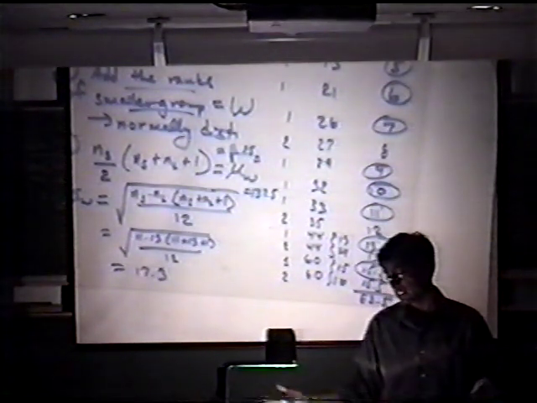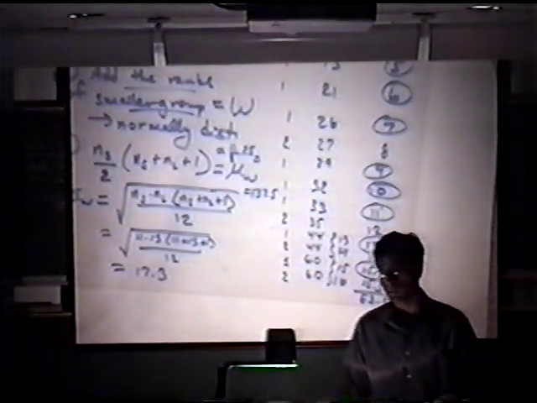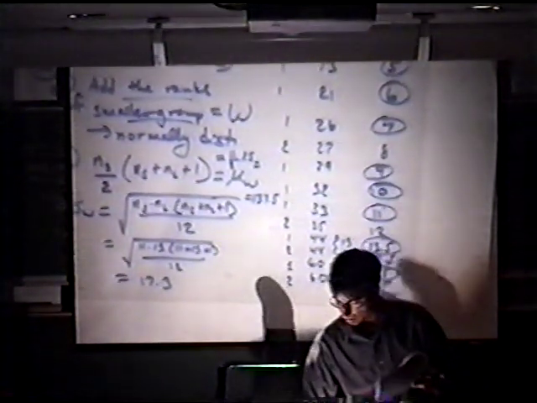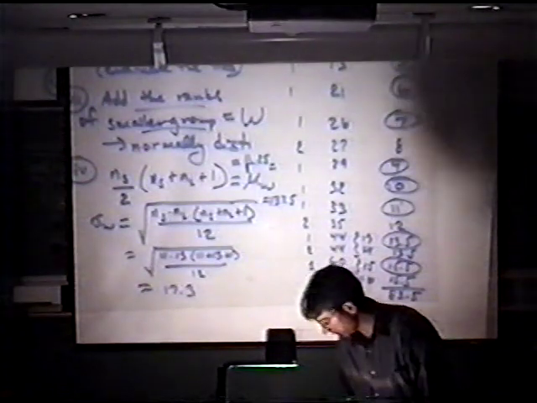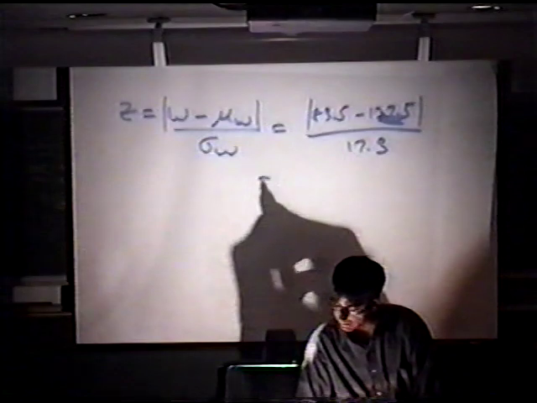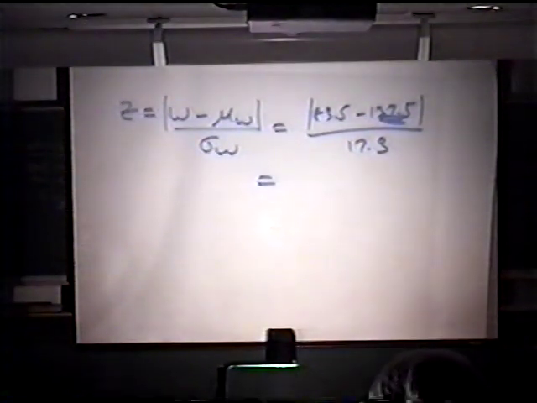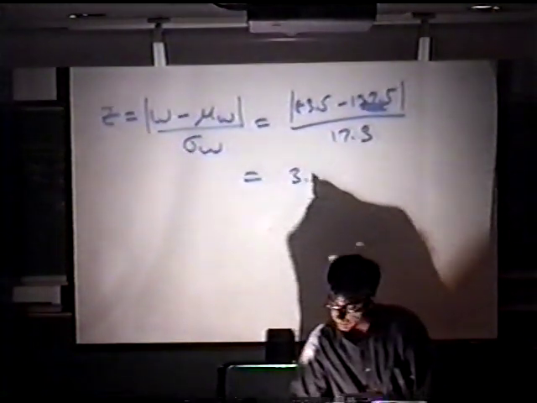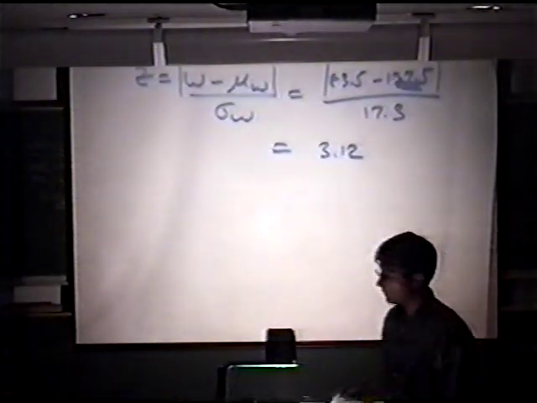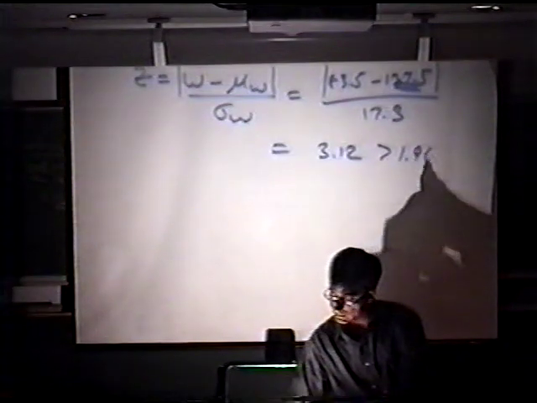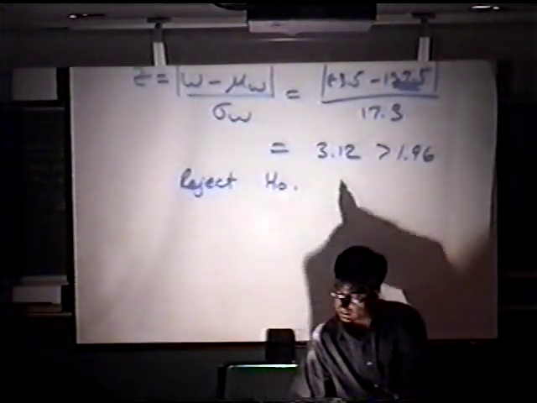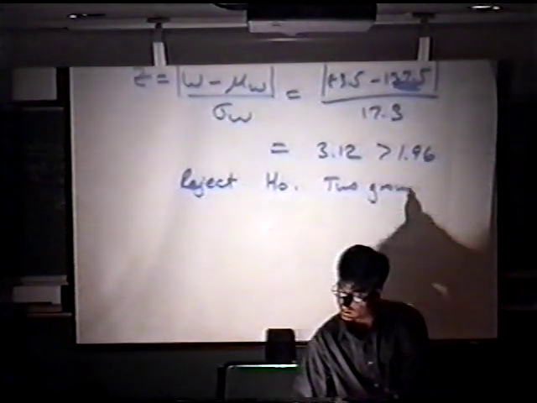So we take that sum and we say, how different is that from what we would expect it to be? And what we expect it to be is 137.5. We calculate the z-score. That's equal to 3.12. Okay? So much greater than 1.96. So we can reject the null hypothesis and say that the two groups are different.